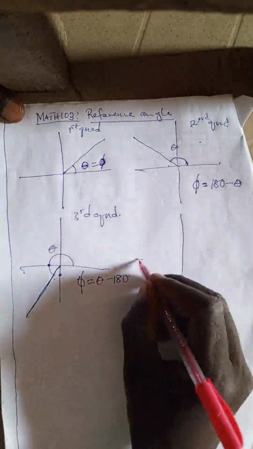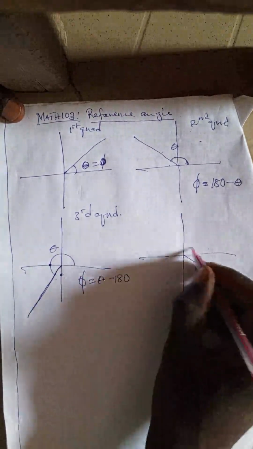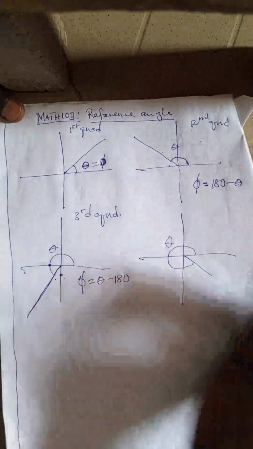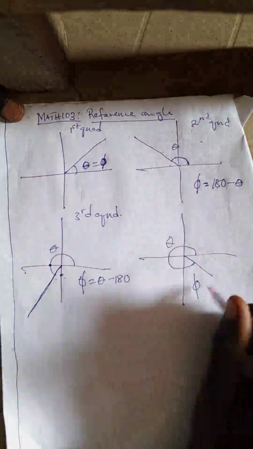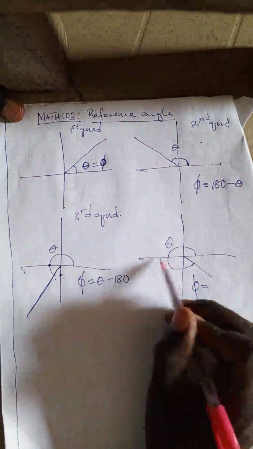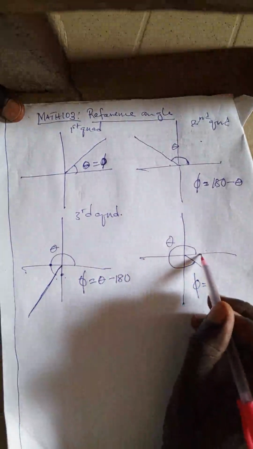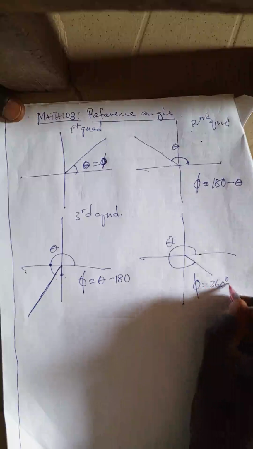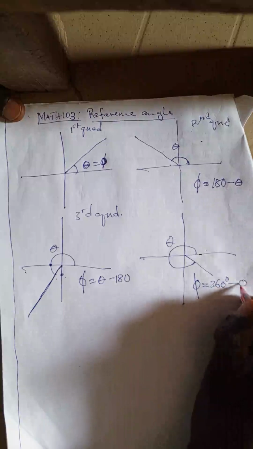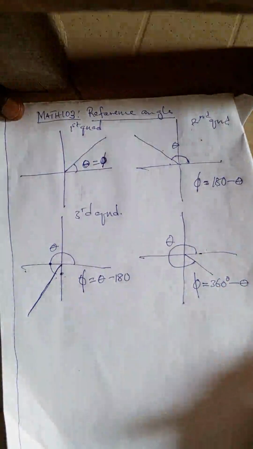Now, let's go to theta in the fourth quadrant. Theta in standard position in the fourth quadrant. The highest theta can reach is 360 degrees. So now you have 360 degrees minus the given angle, which is theta. You are going to have a positive angle.